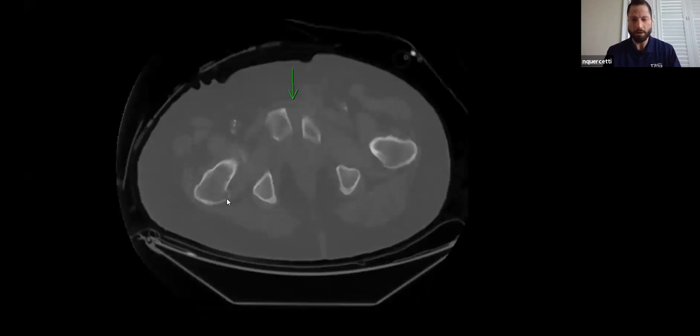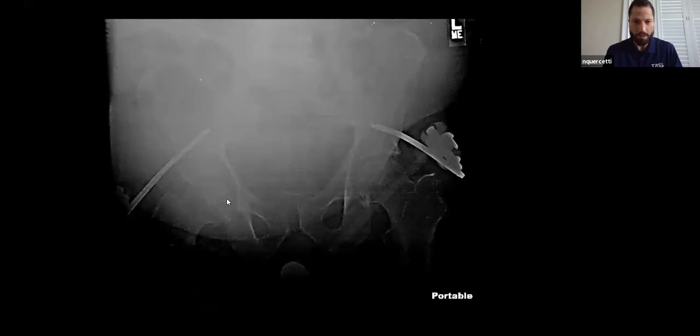You see here how much it closes down the symphysis when you just put them in the gantry. So the patient was brought to the operating room. An external fixator was put on, and then it's like, let this guy sit on ice, and we'll bring him back later for more definitive fixation.